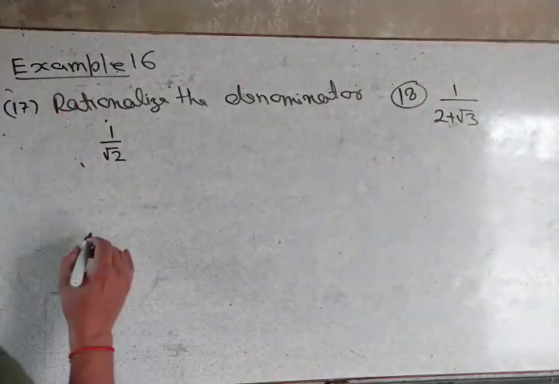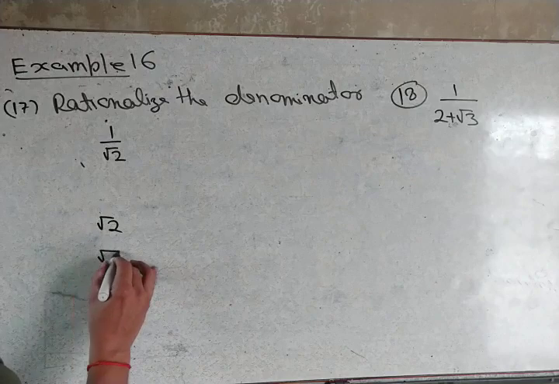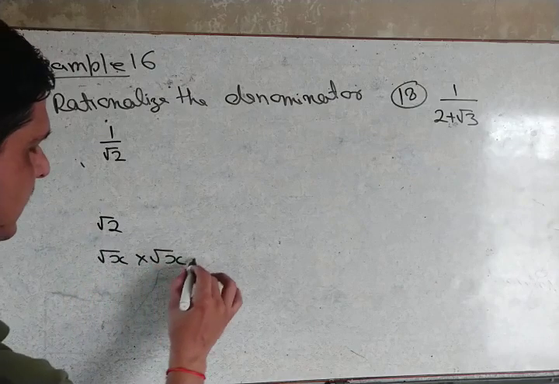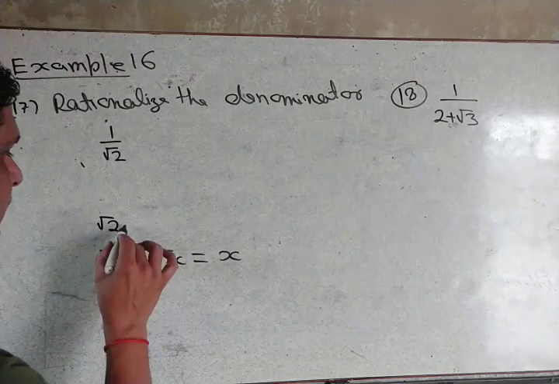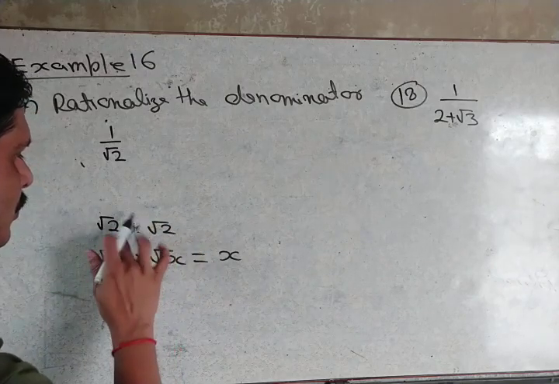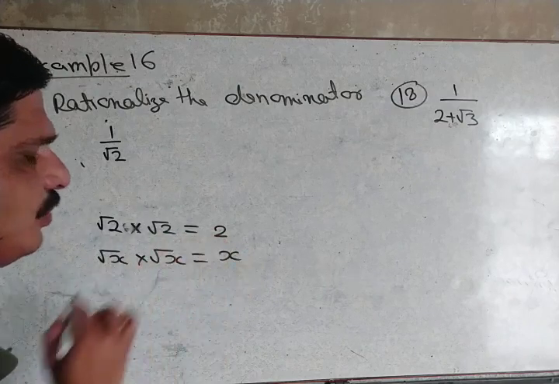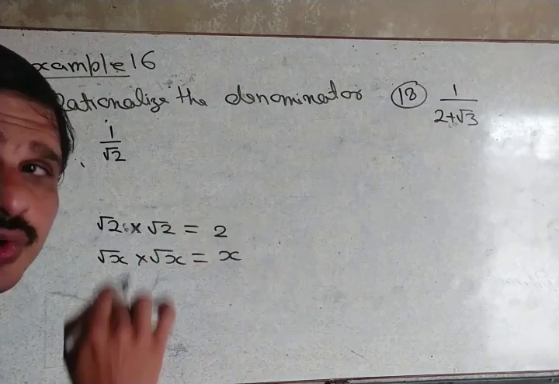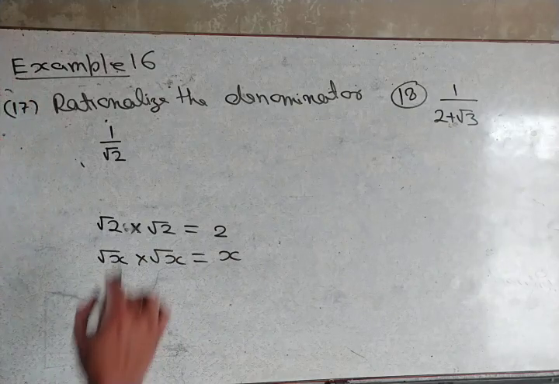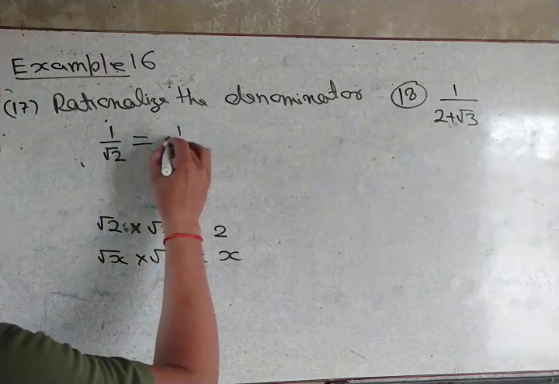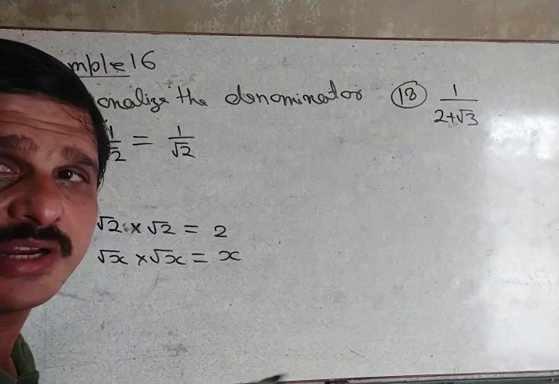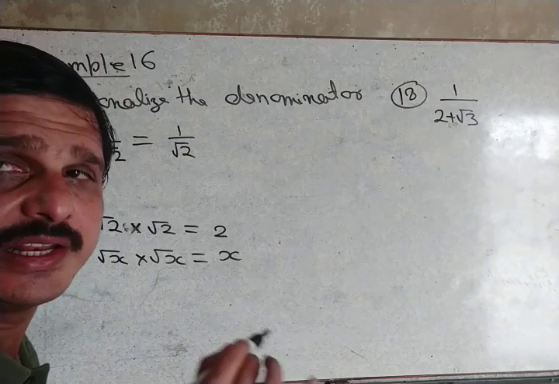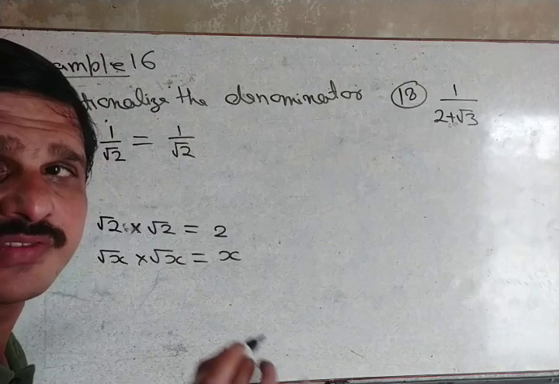We know that if root x is multiplied by root x, then we get x. I have explained this in the previous video. Similarly, when we multiply by root 2, we will get 2. And we are also aware that when we multiply the denominator, we have to multiply the numerator too, because when we multiply a number with the numerator and denominator of the same fraction, the value doesn't change.